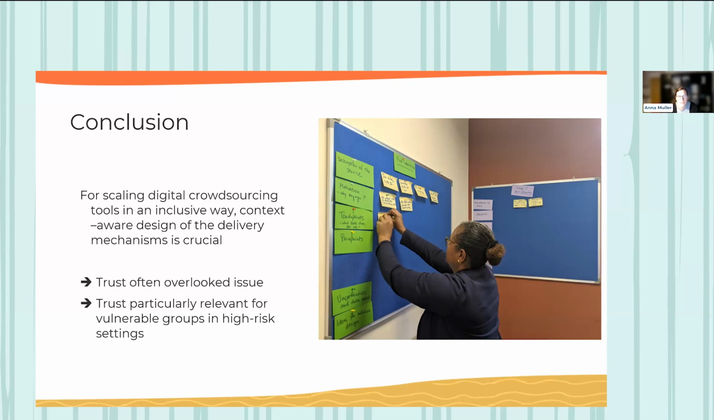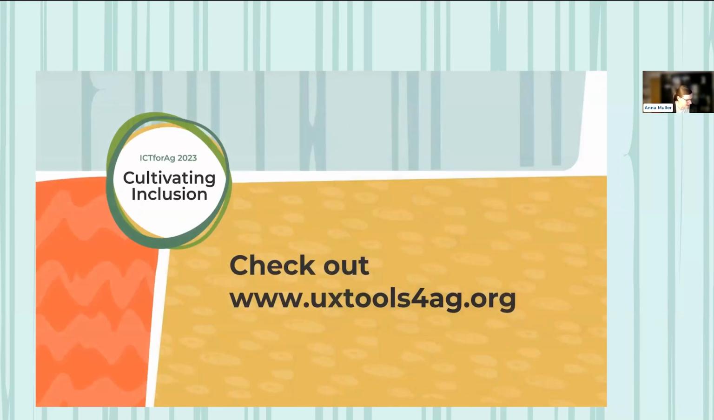And I think trust is often an overlooked issue, but it's also very difficult to address. But it's particularly relevant when we look at highly vulnerable groups in these settings, and that's something, for example, when we address women in our work. So yeah, that's my talk. Thank you very much. I'm open for questions, and then hand over to Sarah.